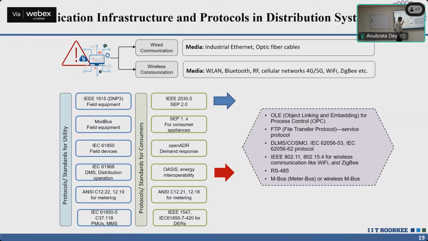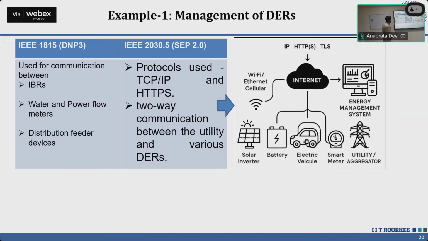So one-to-one matching is there. For example, if they are using Modbus, then you are going to use SEP. In the same way, if we look at these two, IEEE 1815 and IEEE 2030.5: 1815 is a DNP3 based protocol again. So again, you can assume that it has an issue with slow data rate, and latency is very high.